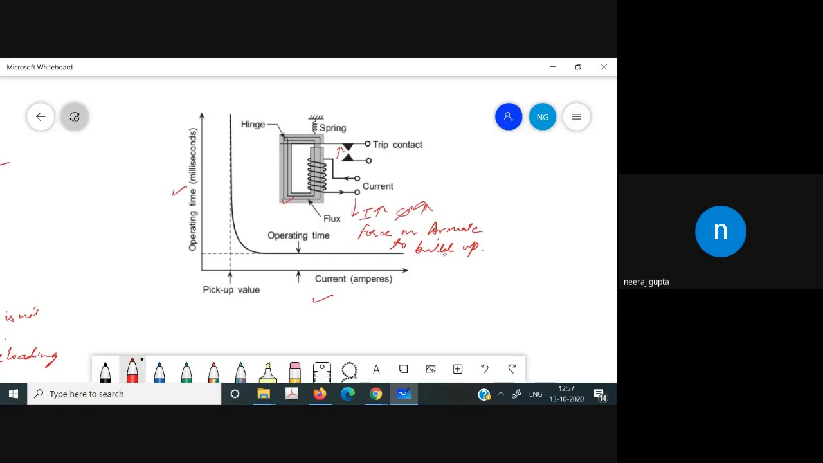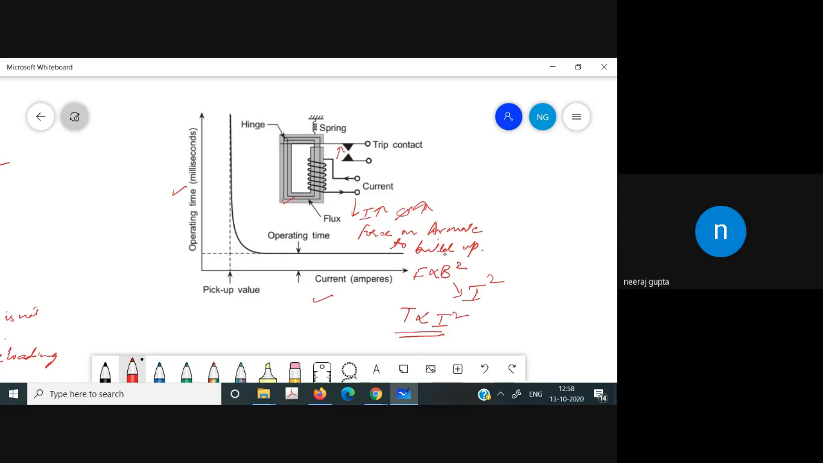So in this case, the force actually depends upon the flux density, and the flux density in turn depends upon the current. The relationship between the force and the current is a square relationship. Since these are relays, the operating torque of that particular relay is proportional to the square of the current. So this is how it operates, and this is the relationship between the operating time and the current.